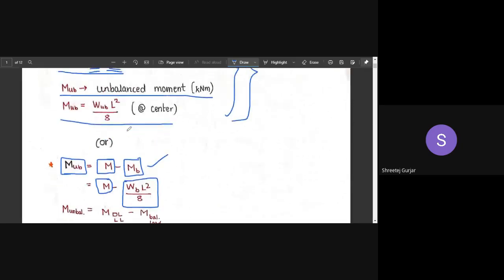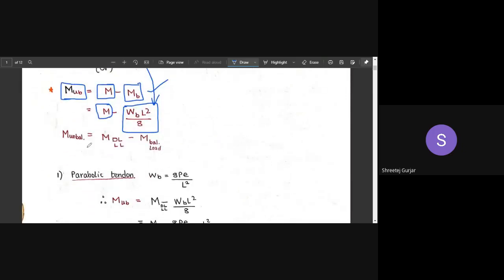So M is nothing but the moment generated by your superimposed load, and this is your balancing moment, which is WB L squared by 8. So I've substituted here. This is the moment generated by your dead load and live load, and this is the moment generated by your balancing load. Balancing moment is WB L squared by 8.